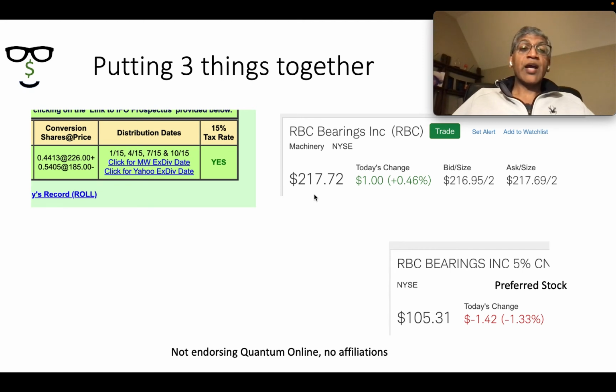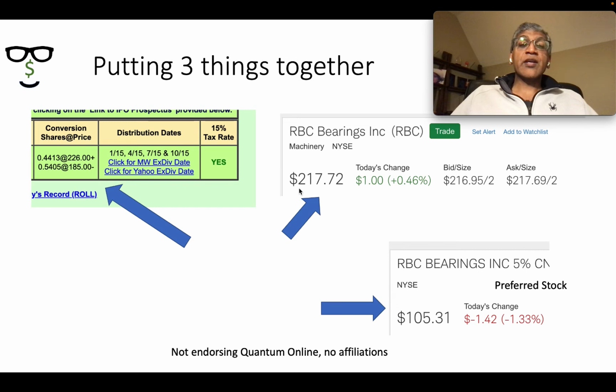Then we have to sit there and say, how do I know whether on this particular day RBCP is a good deal or not? And it turns out you need 3 different screens and a calculator to figure out the answer. On the first screen, you're going to have Quantum Online. You're going to note that, hey, if it is between 226 and 185, it's pro rata. Above 226, I get the lower conversion rate. Below 185, I get the higher conversion rate. What is it now? And today, here's the equity. That is trading at 217, which is the higher end of this range.